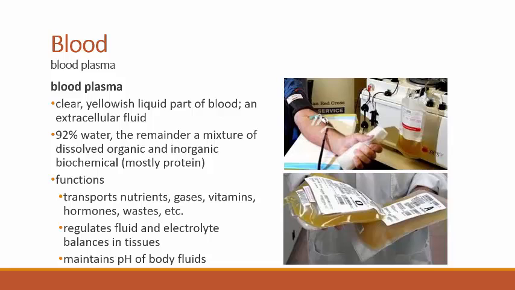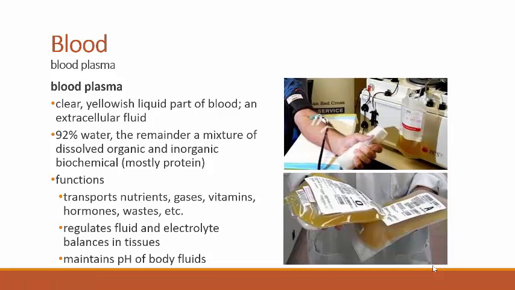92%, give or take, is water, and the rest is a mixture of proteins and inorganic biochemicals. The function of plasma, of course, is to thin the blood enough that it can pass through blood vessels, and along the way we carry a lot of nutrients, gases, vitamins, hormones, wastes that are all dissolved in the plasma itself. And so it is the carrier component for much of what is transported around in blood.